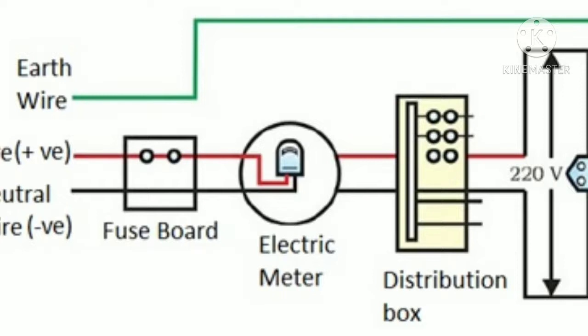So once again, listen here. The live wire and neutral wire pass to the fuse board, and from the fuse board they are connected to the electric meter. You all know that the electric meter is used to measure the consumption of electrical energy. From that box, it is connected to the main switch or distribution box, and from the distribution box to the different appliances.